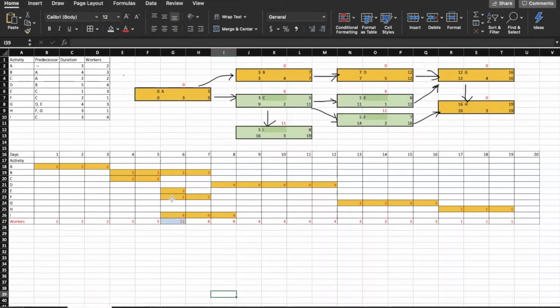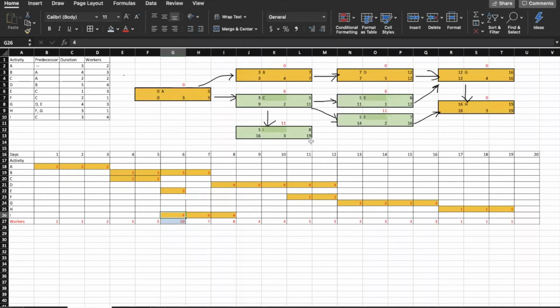So let's see if we move F, we can move it as late as starting on the 14th and ending on the 16th. So let's see if we do that, if we can improve the time. Okay, so we moved it a little bit and we have now 10 workers on this day, which is better than what we had before.